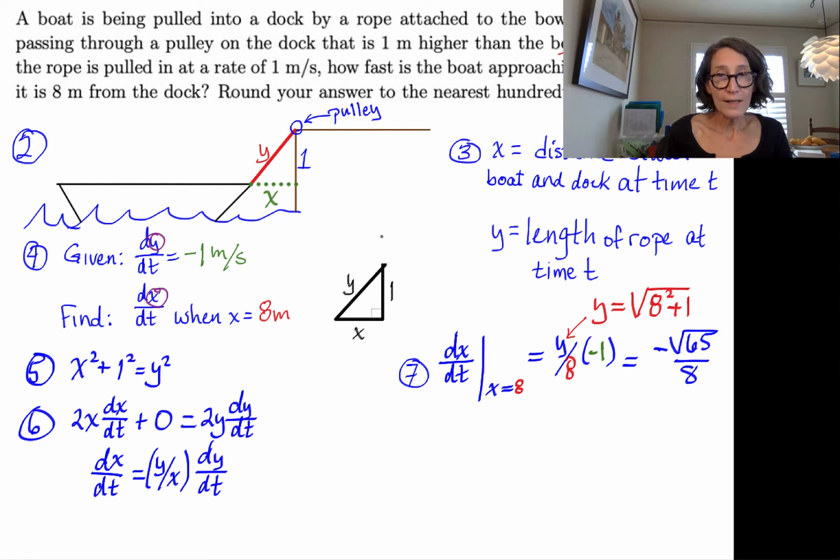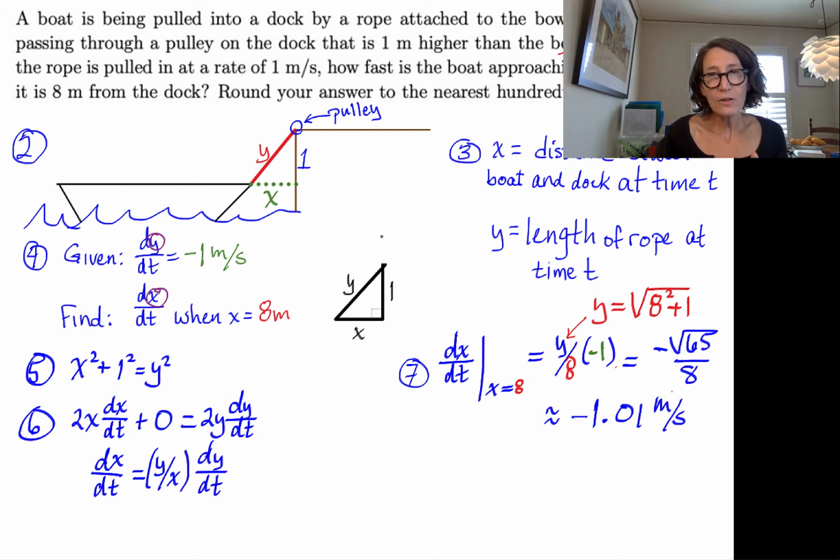Now, why is it negative? Well, look at the picture. x is shrinking. The distance between the boat and the dock is decreasing. It's a decreasing function of time, so its derivative is negative. And that means it's the velocity. So if I put it in my calculator, I get negative 1.01 meters per second.